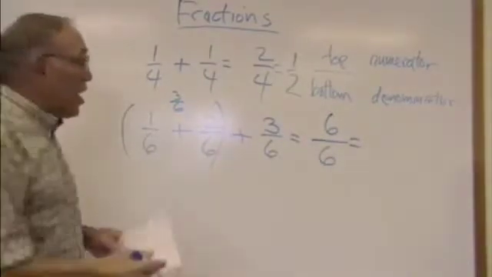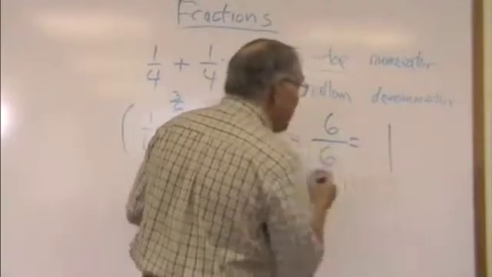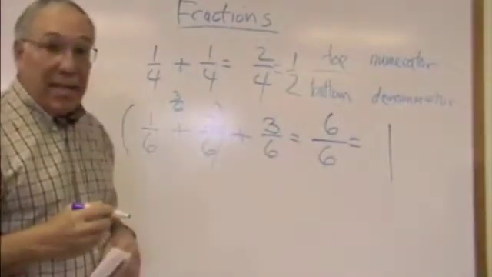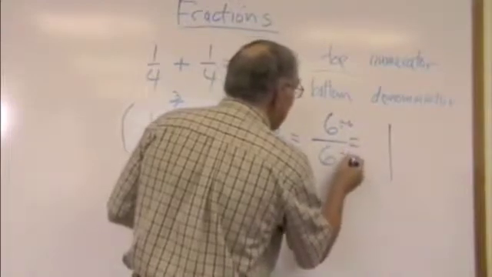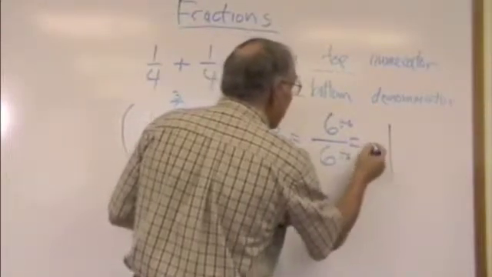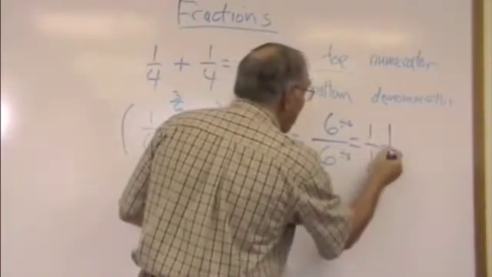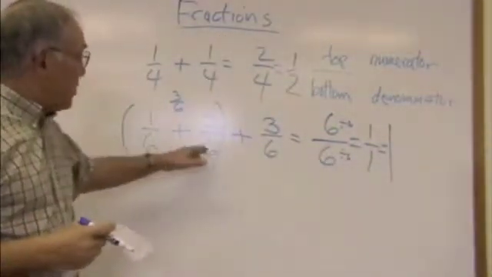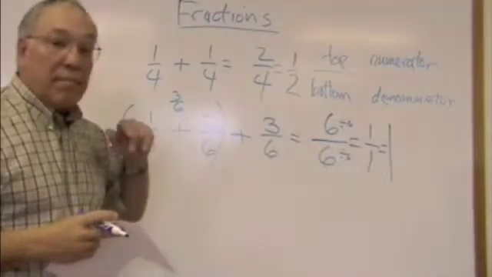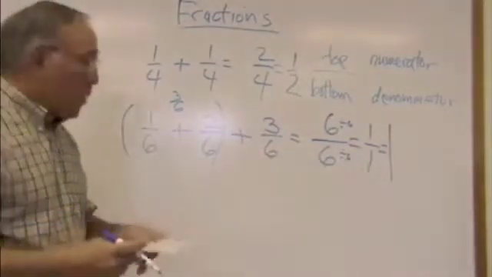6/6 is going to change into one whole pizza. If you have 6 out of 6, that's a perfect whole. We could have divided this by 6 and divided this by 6, and then we're going to get 1 over 1, which is the same as 1. So 1/6 plus 2/6 plus 3/6 is a whole pizza.